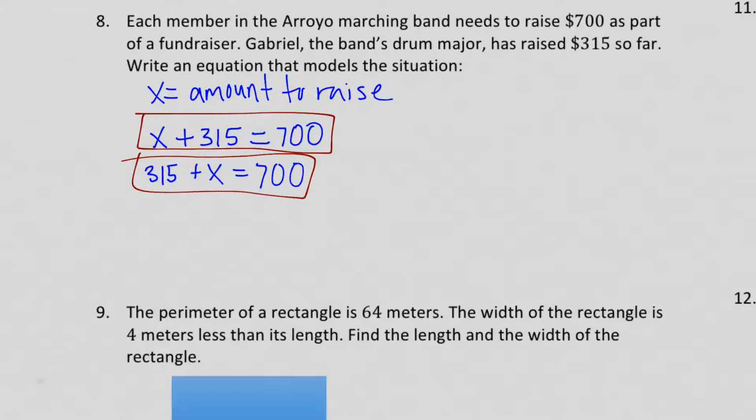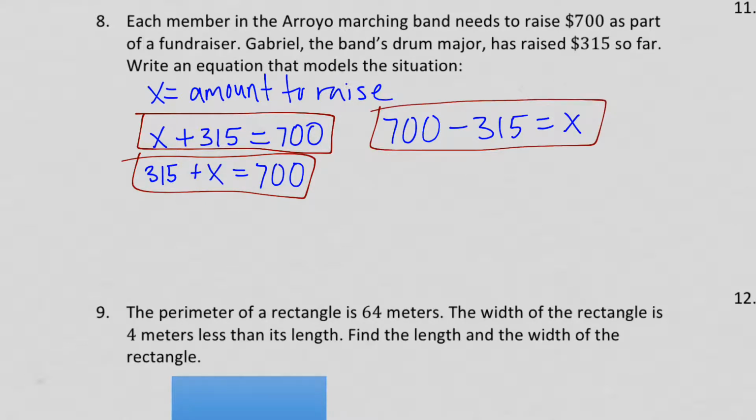For example, we could write an equation that starts with 700 and says, if I know how much I need to raise, 700, and I subtract what I have already raised, 315, it should give me what I still need to raise, x. Isn't that the same idea as the other ones we already did? And we could also say, if I know the 700, and I subtract what I still need to raise, then that gives me what I have already raised, 315.